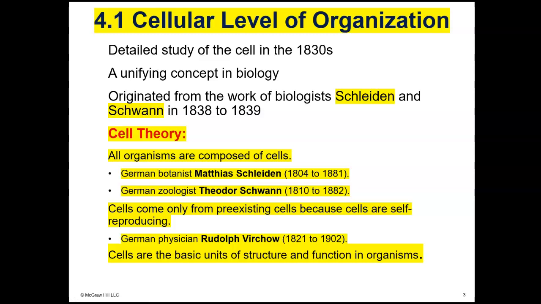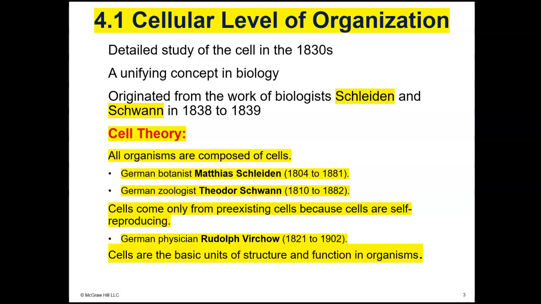And since they presented their evidence, we have yet in biology to discover a living thing that hasn't been composed of at least one cell. So all of our evidence since the early 1800s has shown that all organisms are composed of at least one cell. The second part of the cell theory says that cells come only from pre-existing cells.